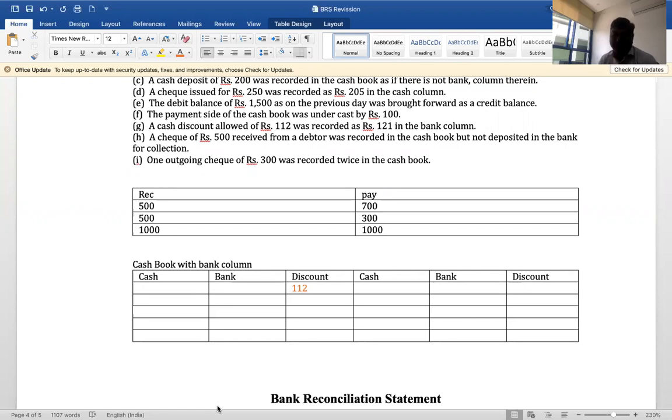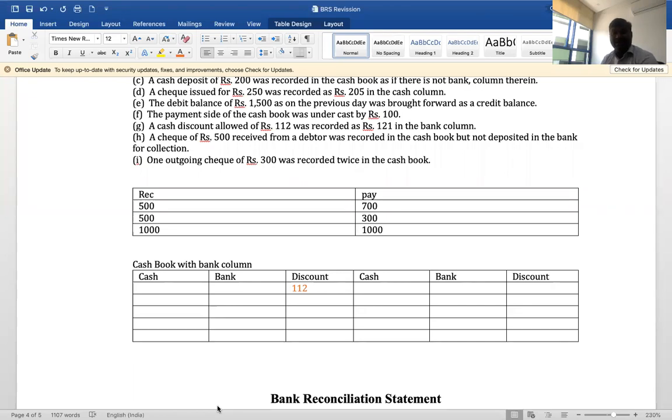Yeah, it is like this. When you are depositing a check, what is it that you generally do? You will enter that amount in the cash book. Which column do you enter that? Bank or cash? Bank column. Okay, bank column. And also the cash column, that's there, right?